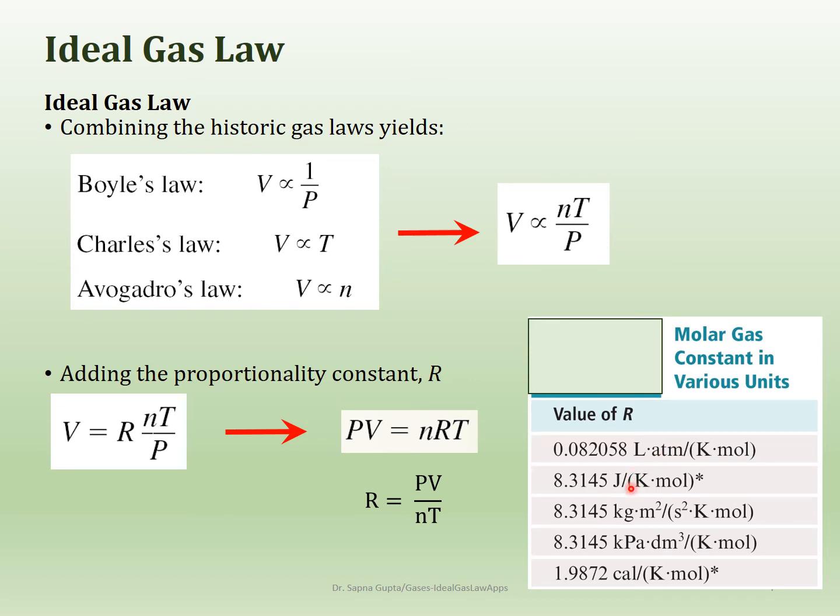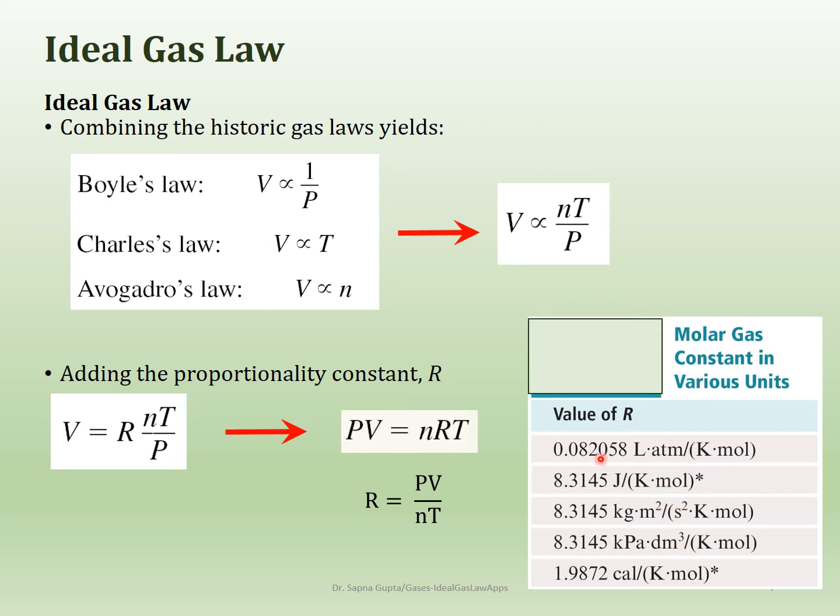As we go down through all these numbers, you will see that the units are changing, and the units change according to what type of equation you're using, because not all pressure is going to be in atmospheres. In some cases, the pressure is going to be in newtons per meter square. In some cases, the pressure is going to be in pascals. So in those cases, the numbers are going to be different.